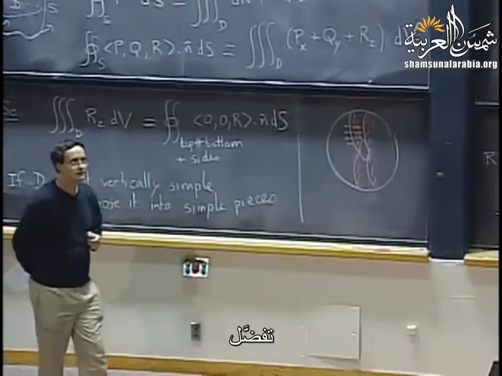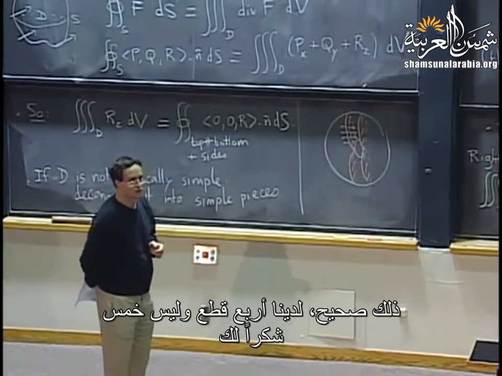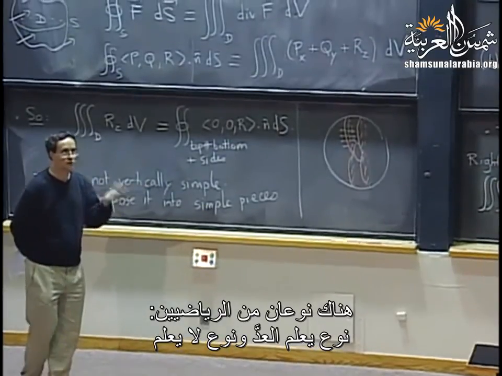Yes? Just a second ago, you said there were 5 pieces. Oh, there's only 4 pieces. Thank you. Yes, there's 3 kinds of mathematicians: those who know how to count and those who don't.